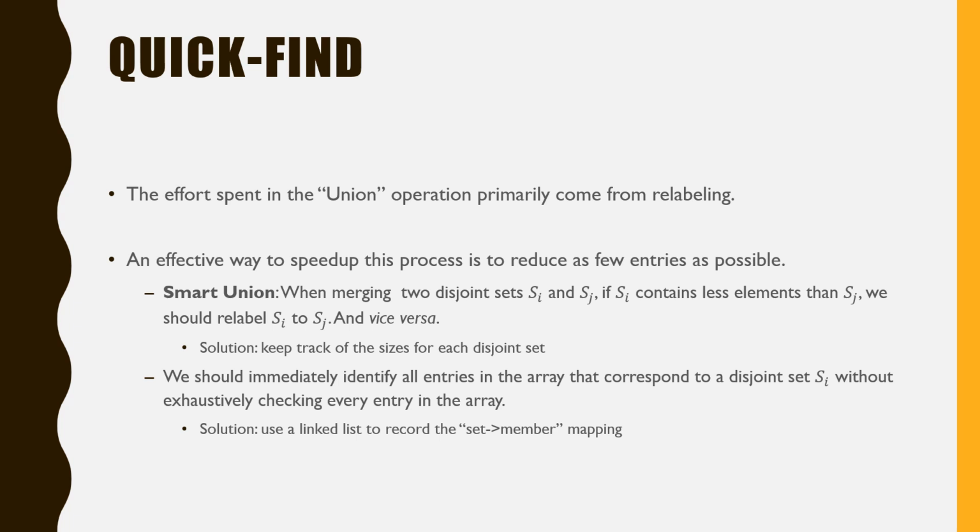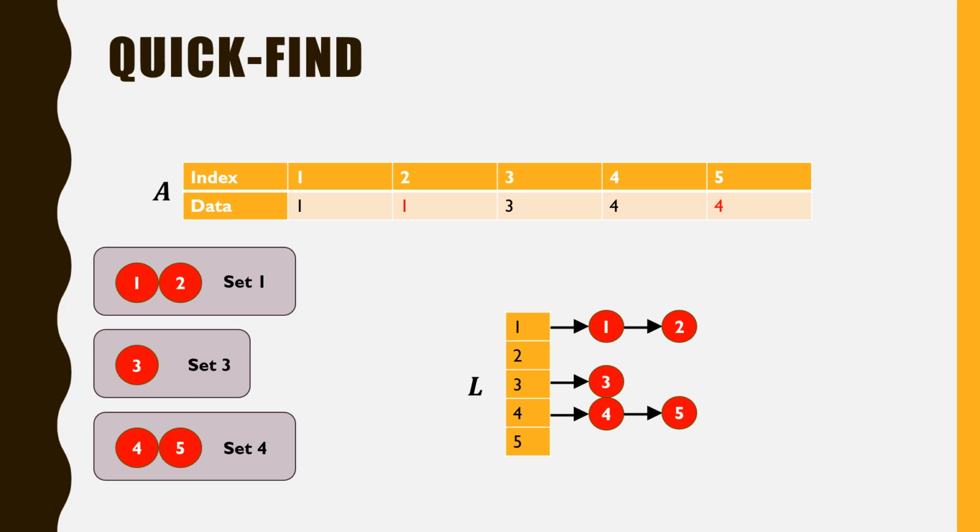Second, rather than checking every array entry, we maintain a linked list to store the mapping between each disjoint set label and the elements it contains. We denote this linked list as L. The illustration below depicts the optimized quick find implementation, which includes the linked list L.